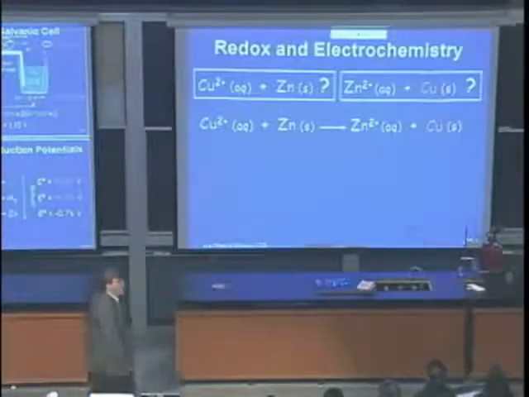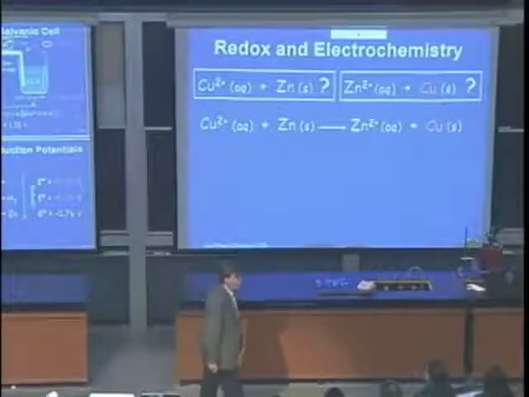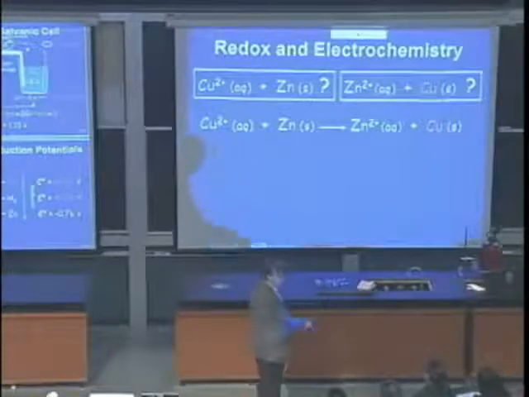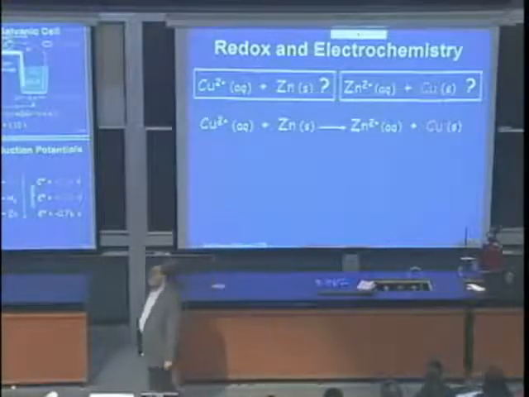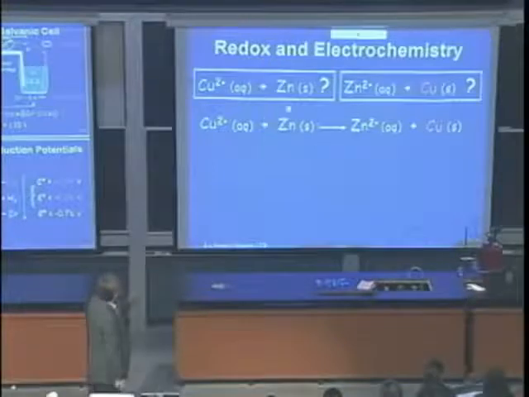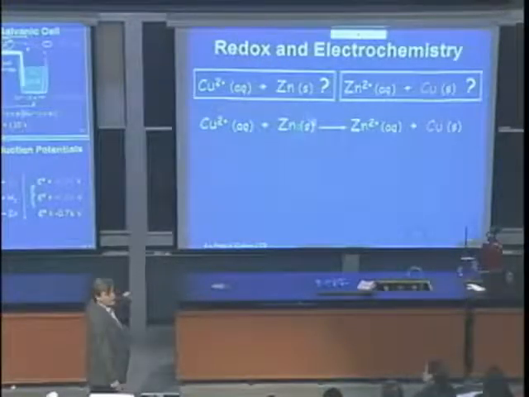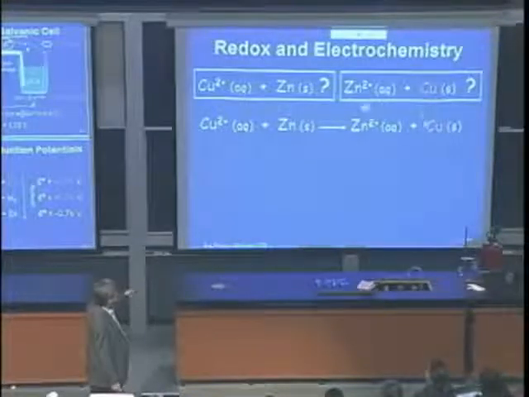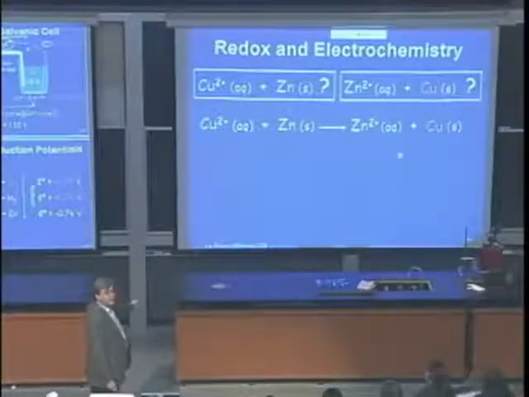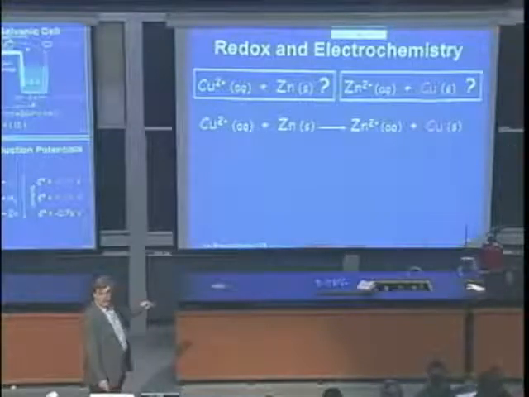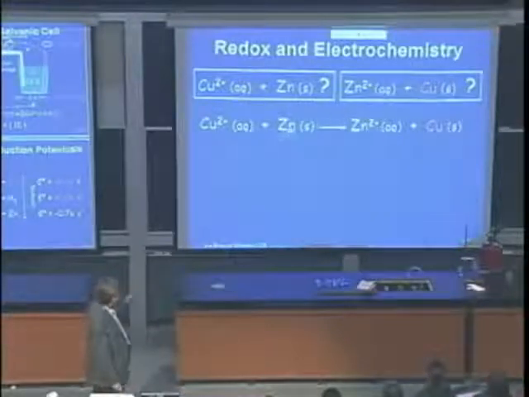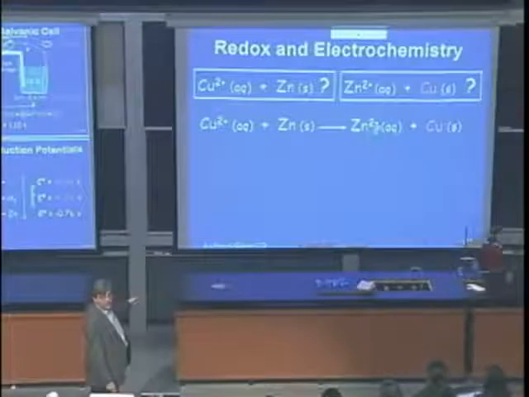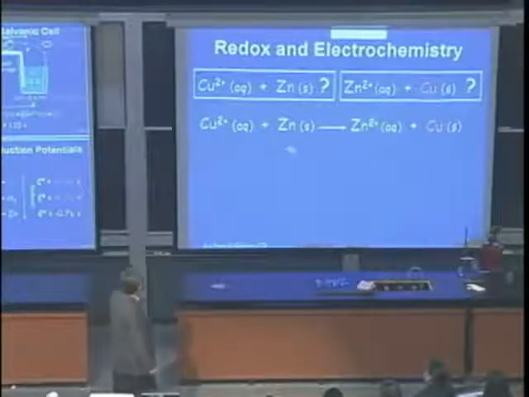Okay. Now where do these 2 electrons come from? From the zinc. Because the zinc is a solid electrode, and it says, I want to go into solution, and so it goes into solution and forms zinc 2 plus and produces 2 electrons. So the zinc gets reduced or oxidized? Oxidized. Good. You guys are good.